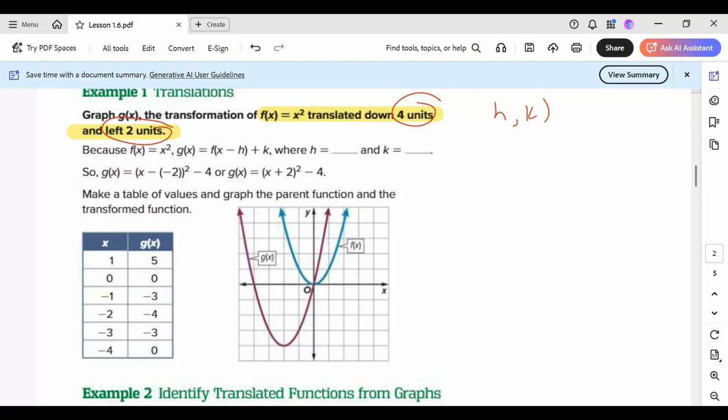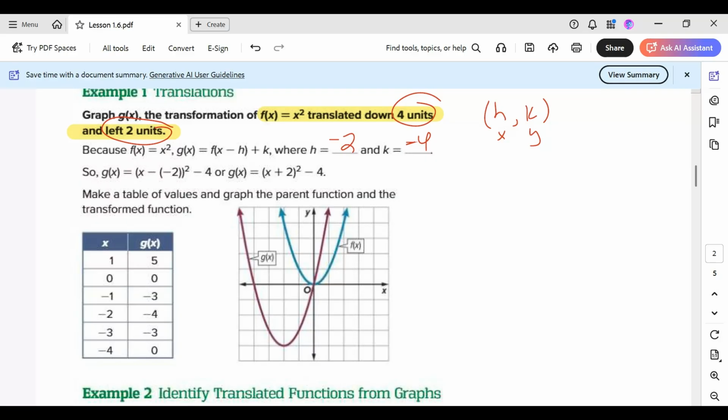h and k happen to be the changes. So this is our x and this is our y change. So our h in this instance is we're translating it left 2 units. So we wanted to shift 2 units to the left, and we want to go down 4 units. That's why it's going to be -4 for the k value.